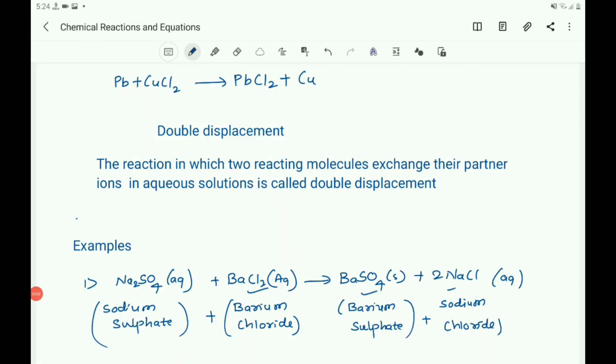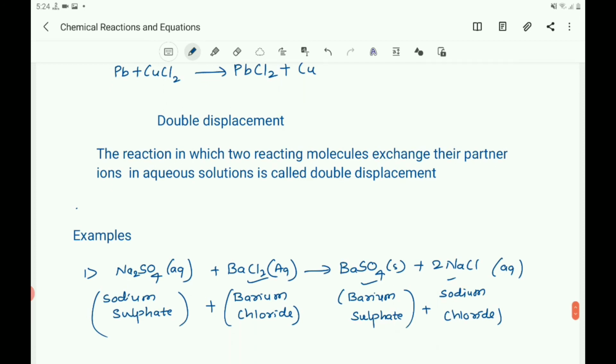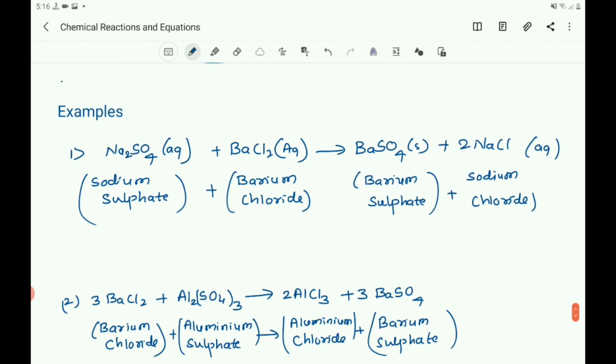Now you write double displacement. What is double displacement? The reaction in which two reacting molecules exchange their partner ions in aqueous solutions is called double displacement. Examples: sodium sulfate reacts with barium chloride to give barium sulfate and sodium chloride.